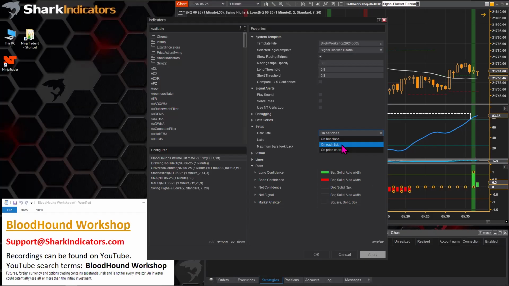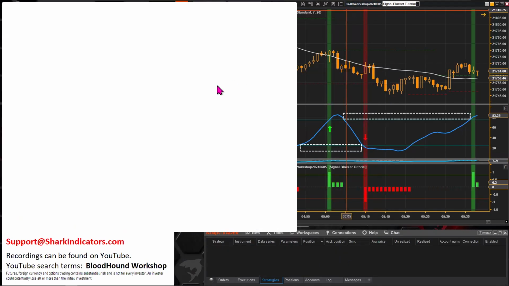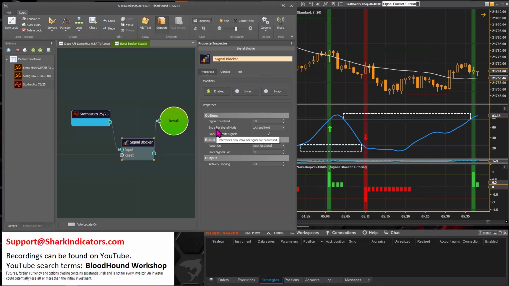So that signal blocker setting only functions when your calculate is set to on each tick or on price change. So let's cancel that here. So there you go.